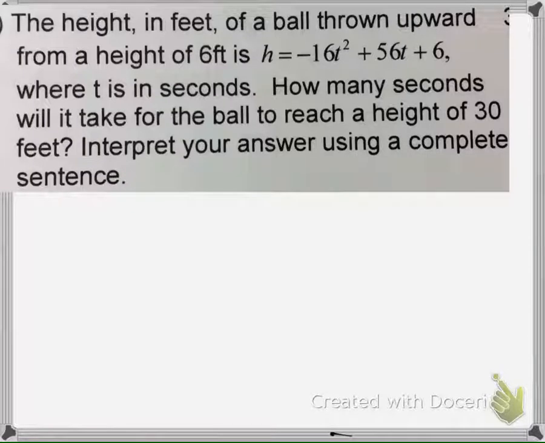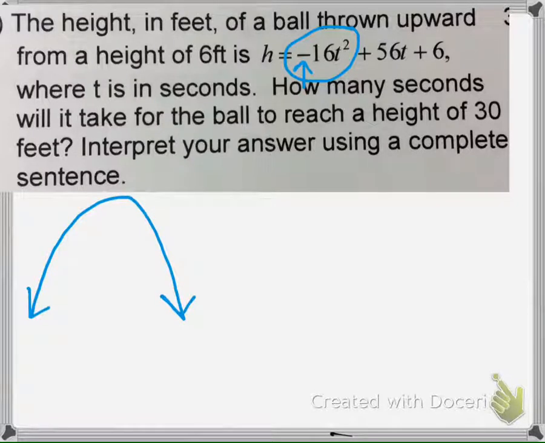So this problem is talking about a ball being kicked, and we know that the path of the ball is a parabola because this is a quadratic equation. And since it's negative, we know the ball's going up and then it's going to go down. So our parabola is going to go down.